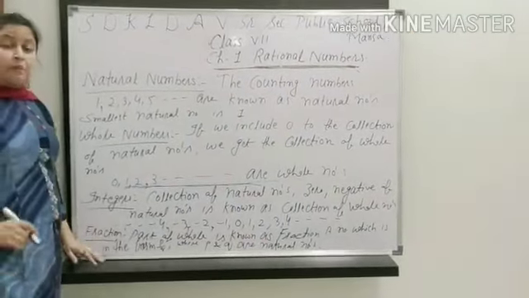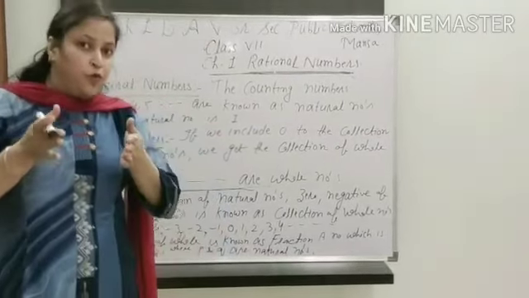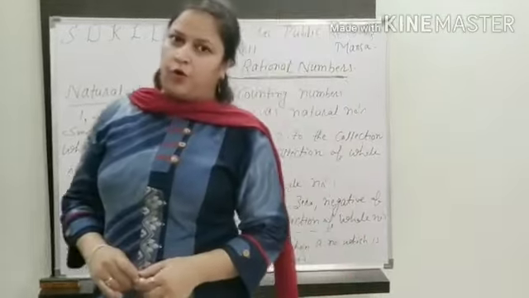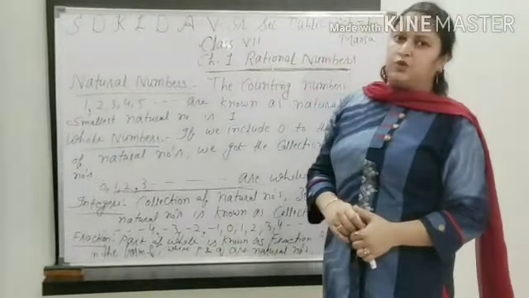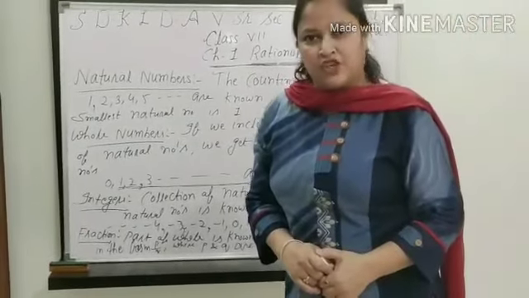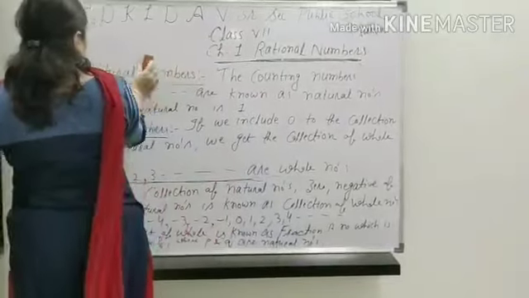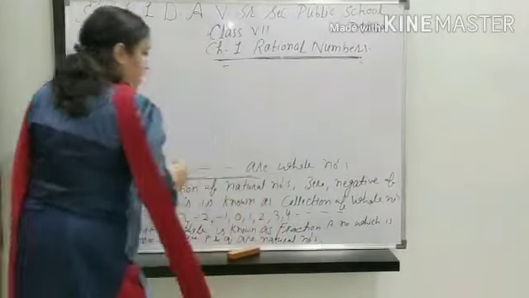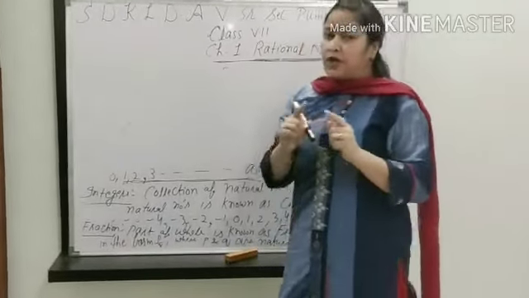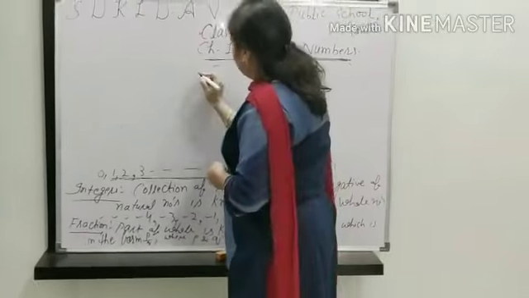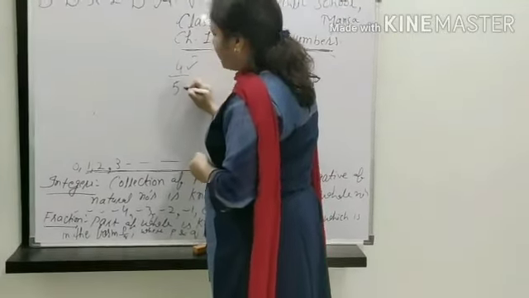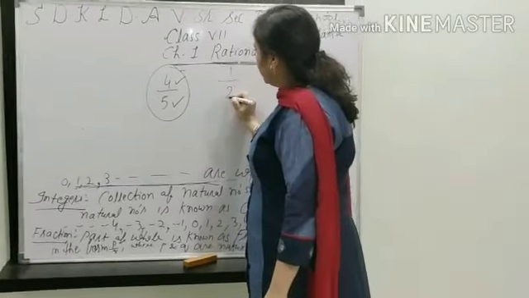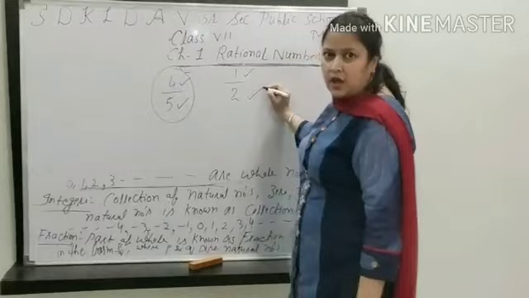Next is fraction. Part of a whole is known as fraction. Means a number which can be written in the form p upon q, where p and q both are natural numbers, is known as fraction. For example, 4 upon 5: 4 is natural, 5 is also natural, therefore it is a fraction. 1 upon 2: 1 is natural, 2 is natural, therefore it is a fraction.